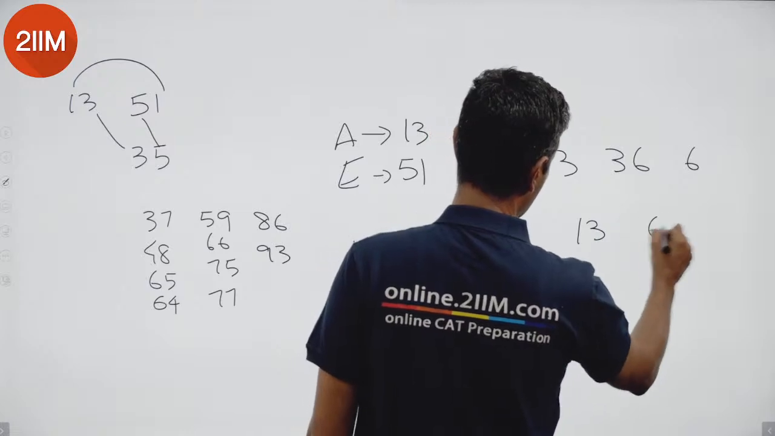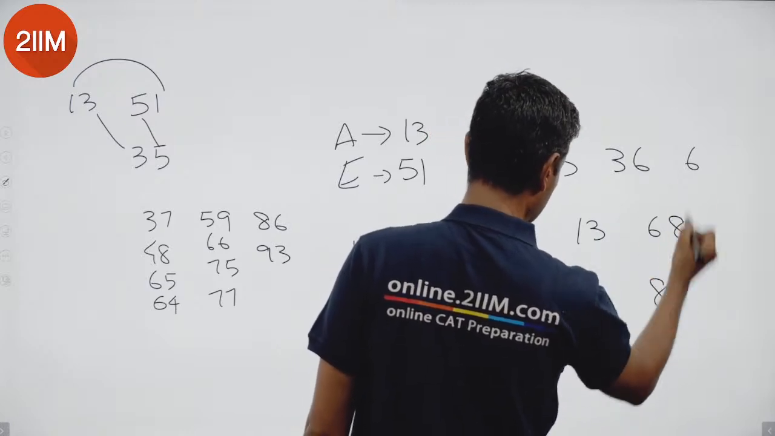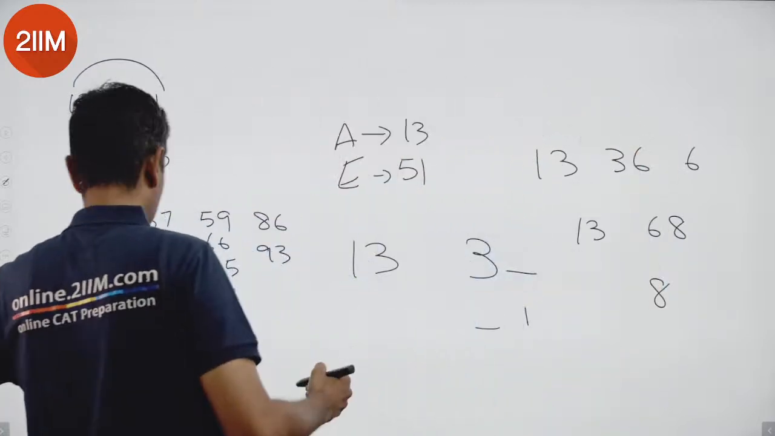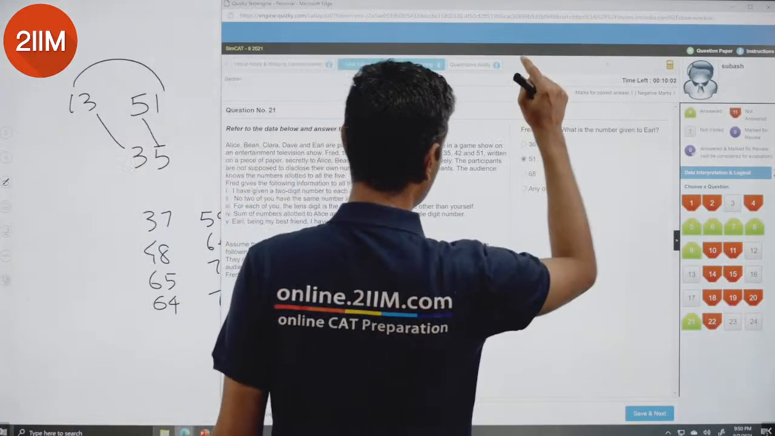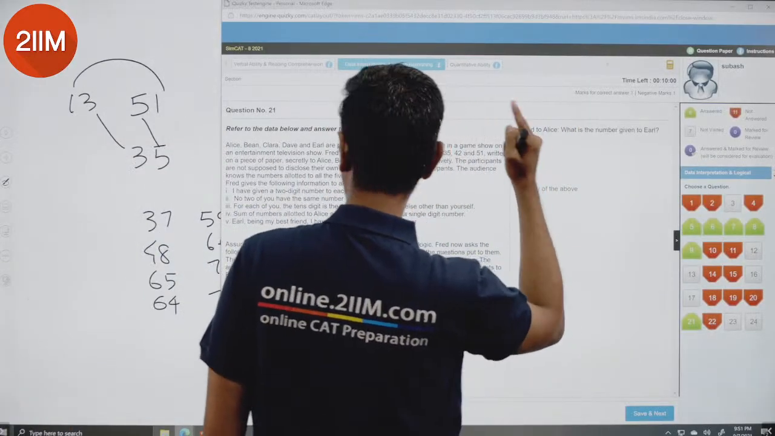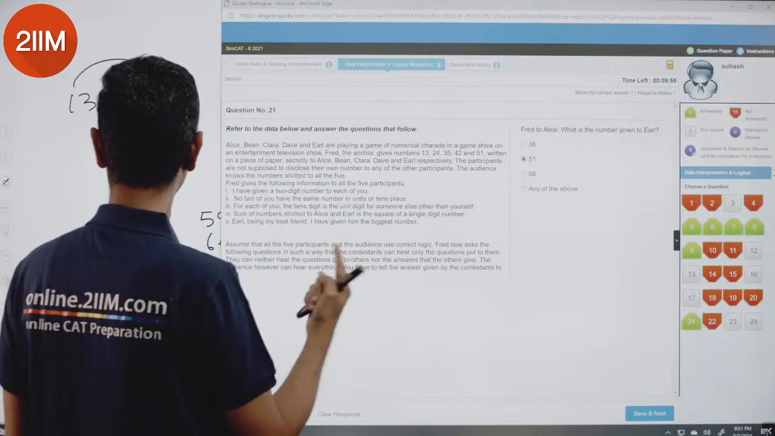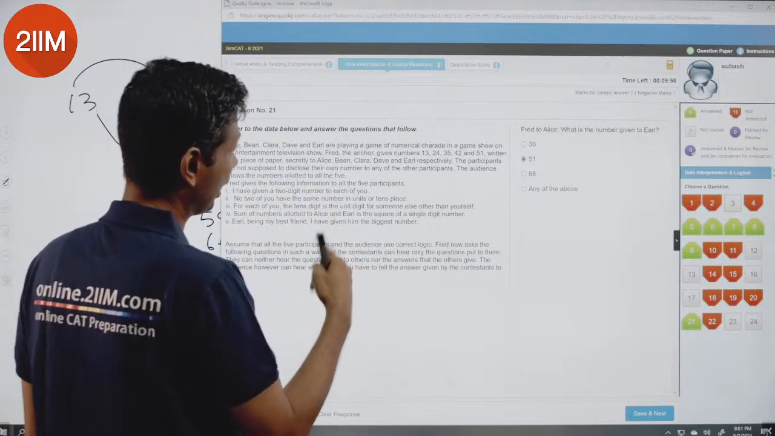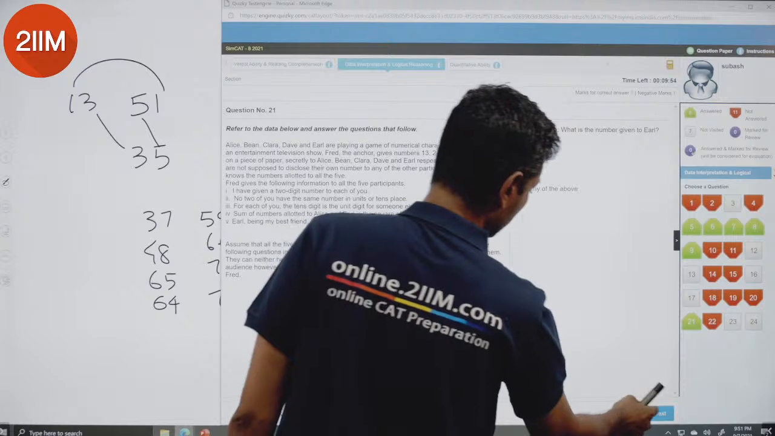13 and 68. There should be a number starting with 8. That can't work. It's got the largest number. 13 and 51. Yes, that'll work. Because if there's 36, then there's just something that starts with 6. That doesn't work. Then that'll become the largest number. 51 works. Beautiful.